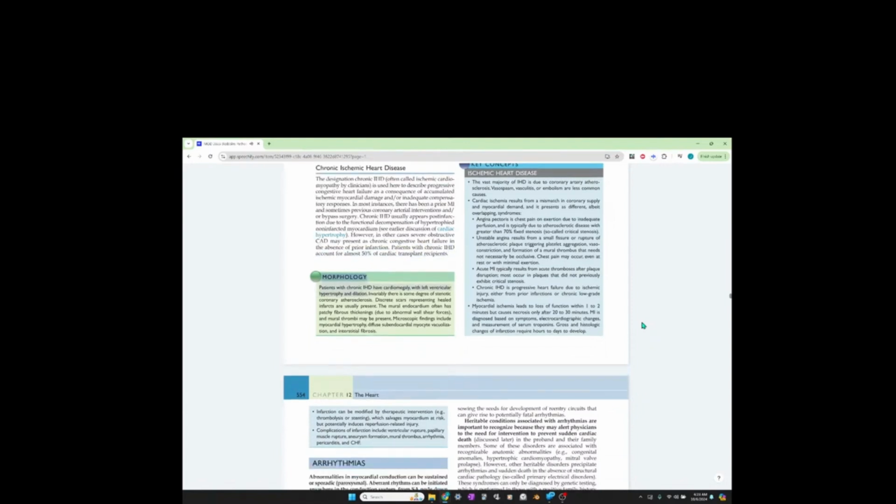Morphology. Patients with chronic IHD have cardiomegaly, with left ventricular hypertrophy and dilation. Invariably, there is some degree of stenotic coronary atherosclerosis.